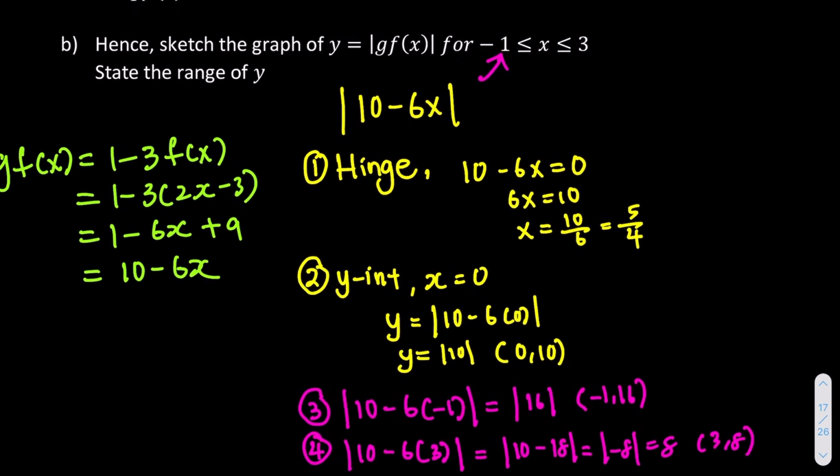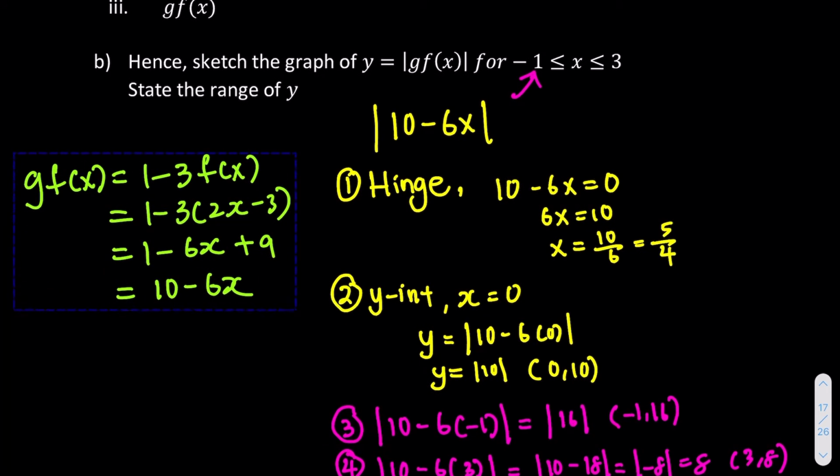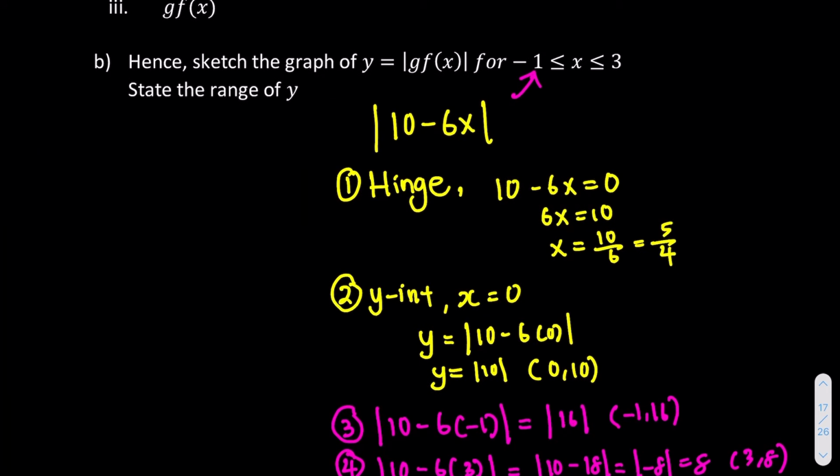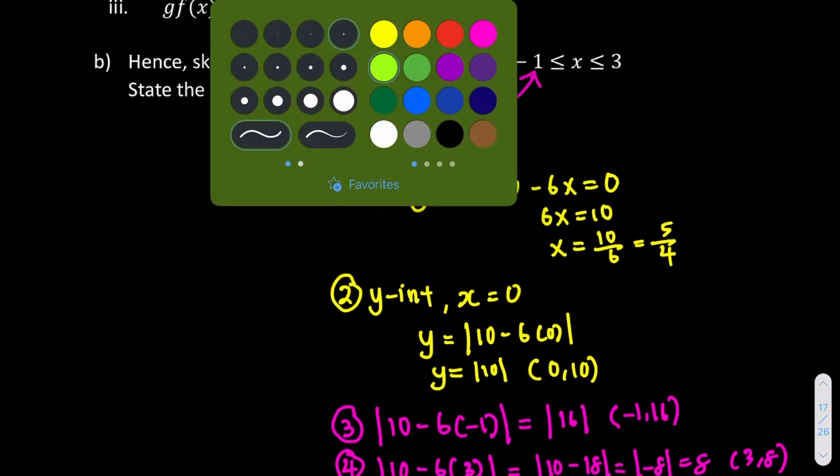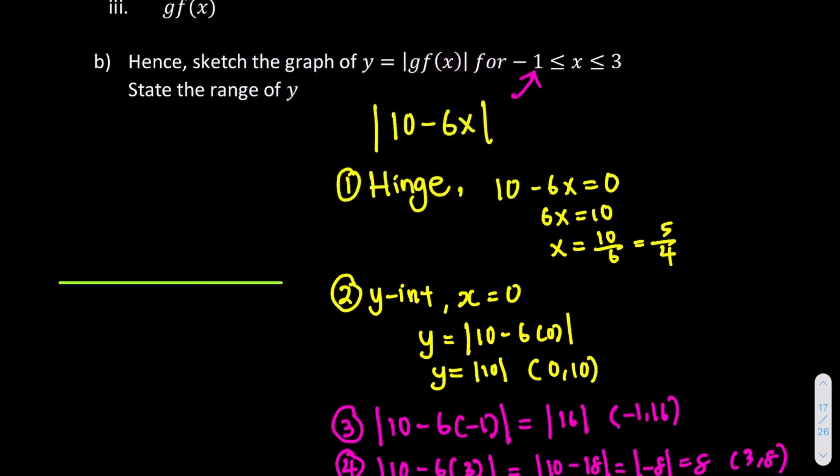So now we just want to plot the graph. Let me erase this part so that we have more space to plot the graph. We use the color green, like a neon green. So where is the hinge? We have the y and our x, right? Our hinge is eventually at 5/4, which is about 1.25. So I will say that is almost here. Let's say it's 5/4, and we're going to form the V shape.